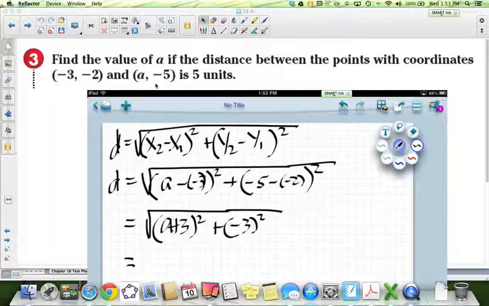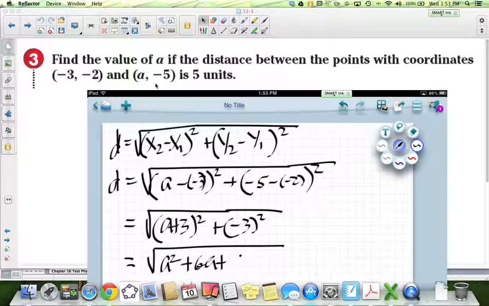And from there, using special products, this becomes a perfect square. A plus 3 squared is nothing more than A squared plus 6A plus 9. And negative 3 squared is 9. Simplifying that expression, you now have A squared plus 6A plus 18, which is a trinomial.